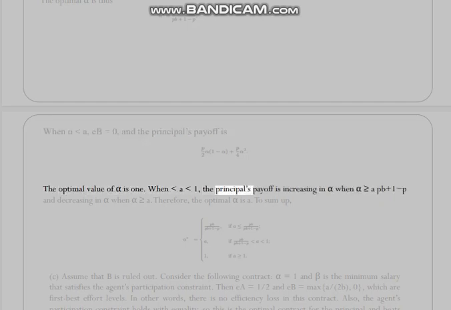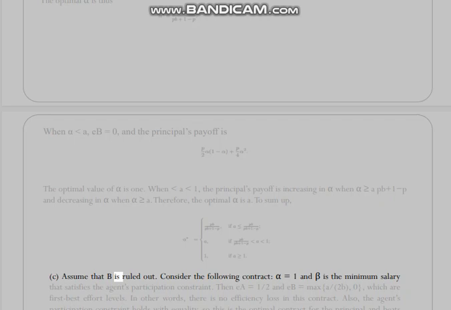When A is less than 1, the principal's payoff is increasing in alpha when alpha is less than or equal to a certain threshold, and decreasing in alpha when alpha is greater than or equal to A. Therefore, the optimal alpha is A. To sum up. C. Assume that B is ruled out. Consider the following contract. Alpha is equal to 1 and beta is the minimum salary that satisfies the agent's participation constraint. Then EA is equal to a half and EB is equal to max of A minus B and 0, which are first best effort levels. In other words, there is no efficiency loss.